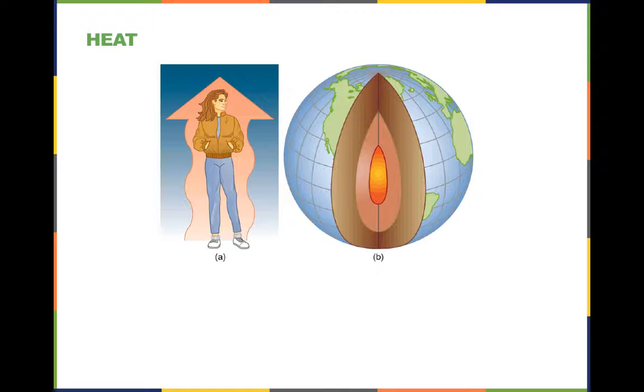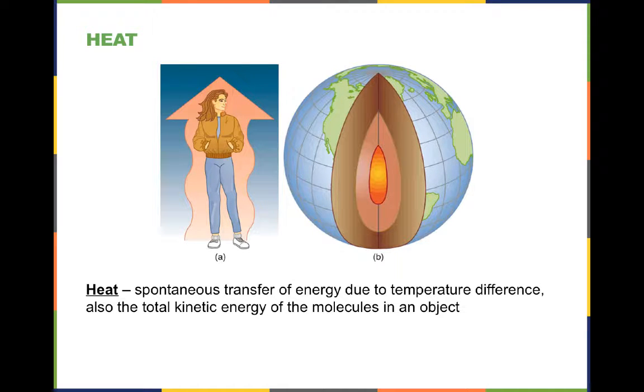So we're going to talk about heat, and just as a definition, heat is the spontaneous transfer of energy due to a temperature difference. It is also a change in the total kinetic energy of molecules in an object. So any particular object is made up of a certain number of molecules. If you measure the speed and velocity of every one of those molecules and calculate a kinetic energy, then add all of those molecules' kinetic energy together, then that would be the heat of that object.